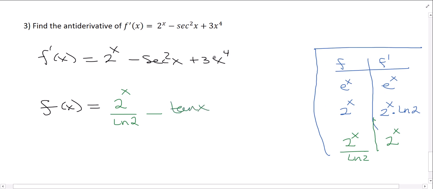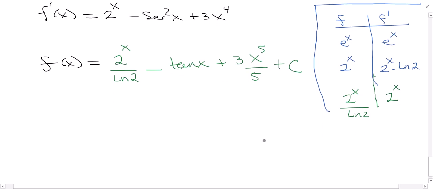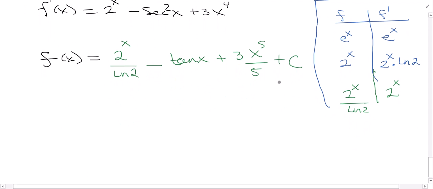And here we can use the general power rule. So 3x to the, add 1 to the exponent, so 4 plus 1 is 5, divide by the new exponent, and then for full credit, plus c. So don't forget your constant. So this will be our function, the antiderivative, and there's nothing to simplify. So let's try another example.